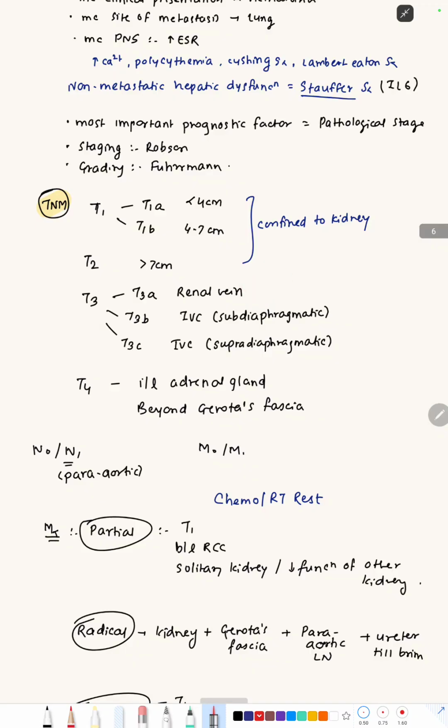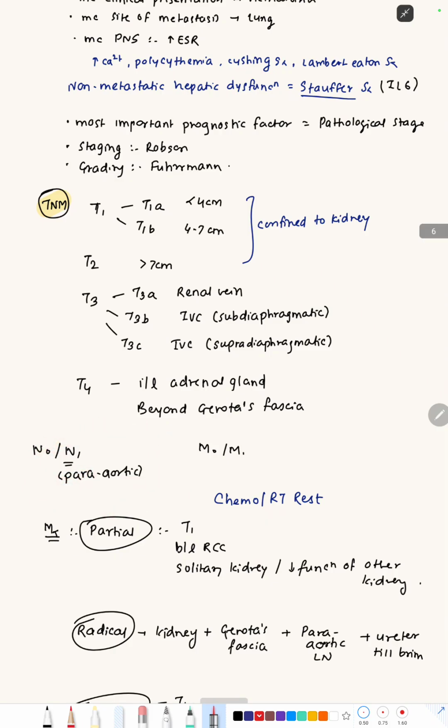T3B is the infradiaphragmatic part of the IVC, and T3C is the supradiaphragmatic part of the IVC. T4 is the ipsilateral adrenal gland, that is, it goes beyond Gerota's fascia. Then N1 means the paraaortic lymph nodes are involved, and M1 means metastasis.